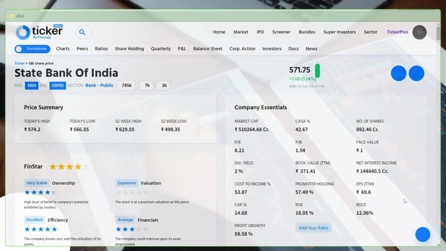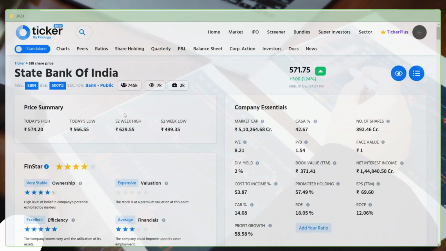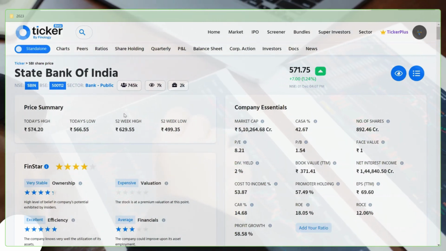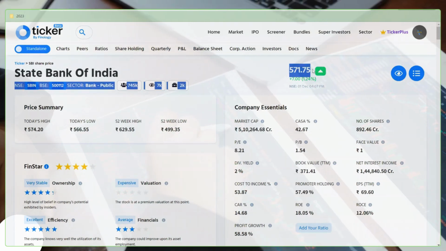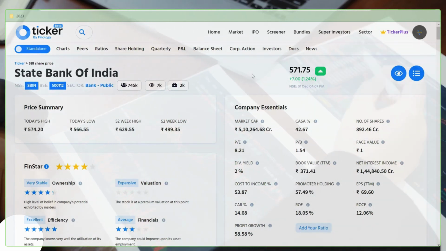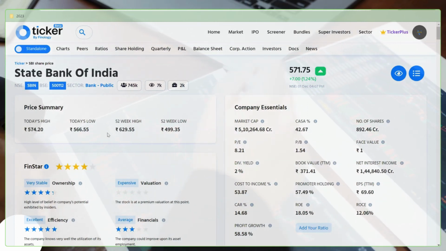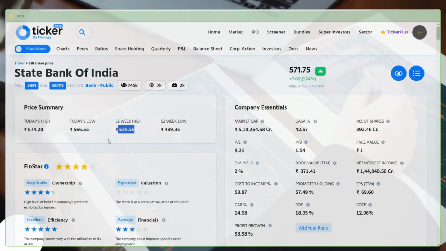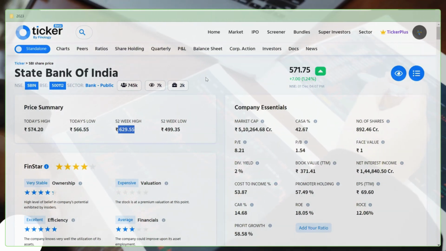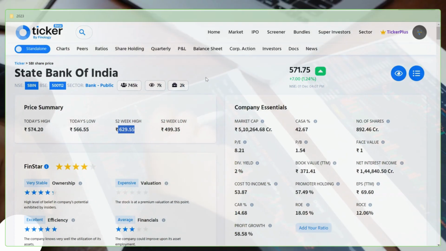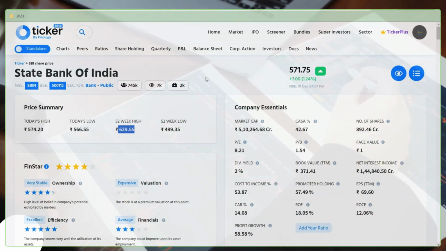Even I didn't buy SBI when it was trading around 300, considering that it is a government company and it will not grow. But from 300, it has reached up to 650, a 52-week high of around 630 rupees. I had a negative feeling about government stocks, so I used to avoid buying them. That's why I didn't buy.